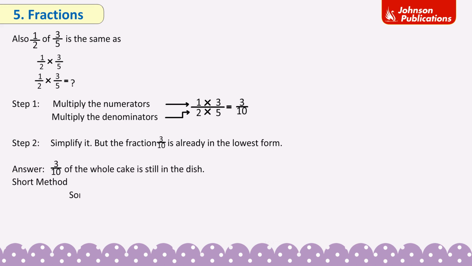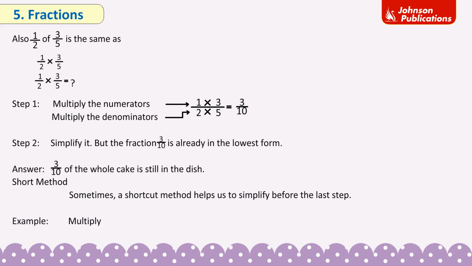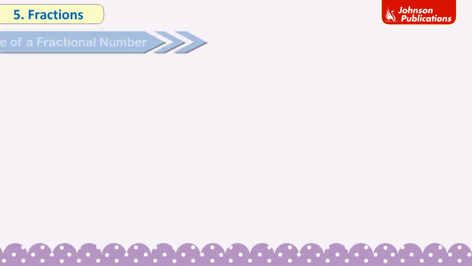Short method. Sometimes a shortcut method helps us to simplify before the last step. Example. Multiply 3/5 by 15/16. 3 multiplied by 15 by 5 multiplied by 16, which is equal to 3 multiplied by 3, 3 multiplied by 1 by 1 multiplied by 16, which is equal to 9/16.